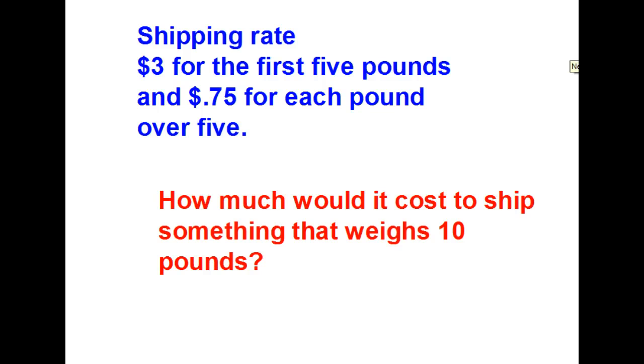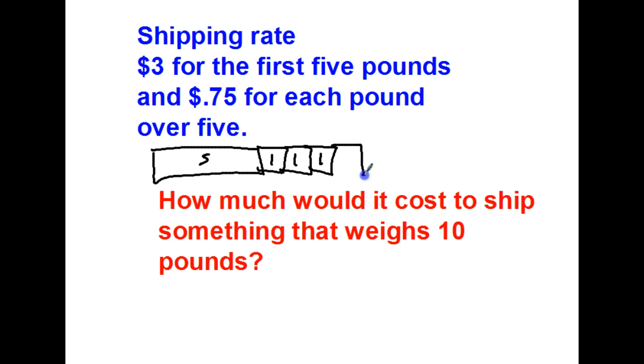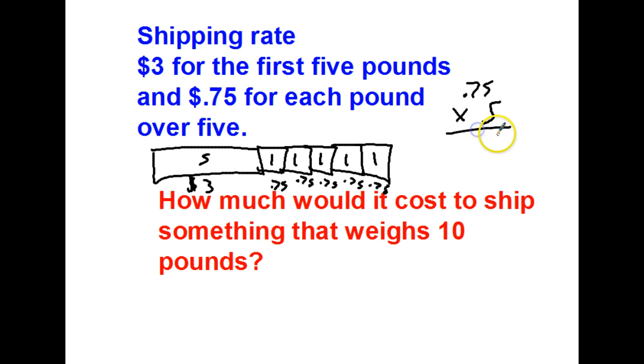Same strategy. Draw out what it looks like. There's my first 5 pounds. And I'm going to have 6, 7, 8, 9, and 10 pounds. The first one costs $3, and all of these cost 75 cents a piece. So I got 5 times 0.75 this time. 25 carrying the 2, 375, and add that on to my original $3. I'm at $6.75.